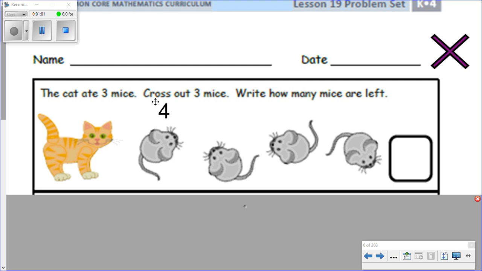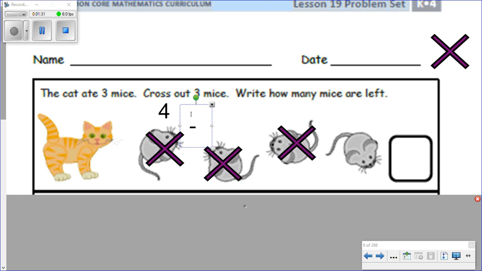Now the story says cross out 3 mice. Let's cross them out. 1, 2, 3. And when we cross out things in a story, when they get eaten, they disappear, they fly away, balloons pop, things like that, that would be subtraction. So we will minus, and how many did we cross out? 1, 2, 3, 3. So now we have subtracted 3.